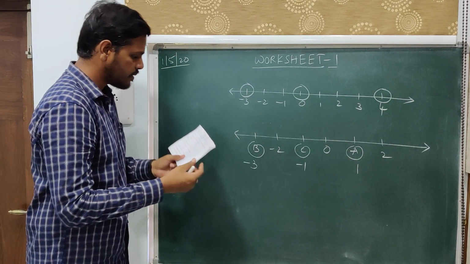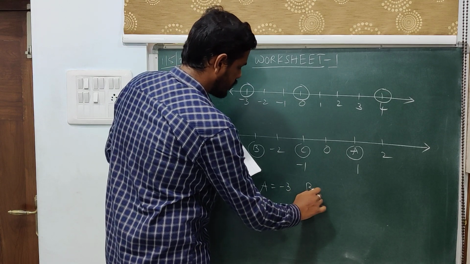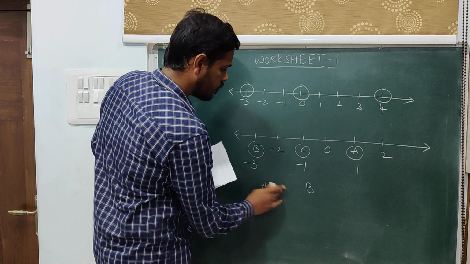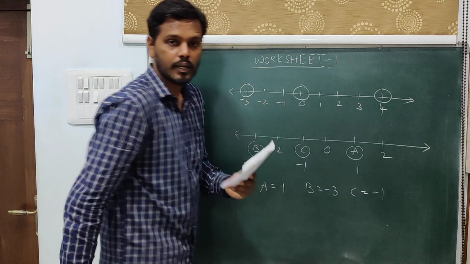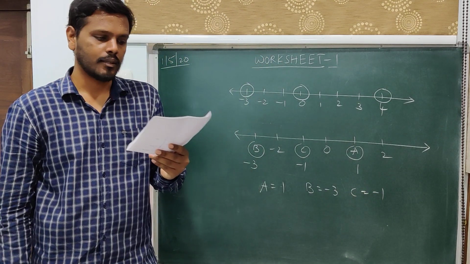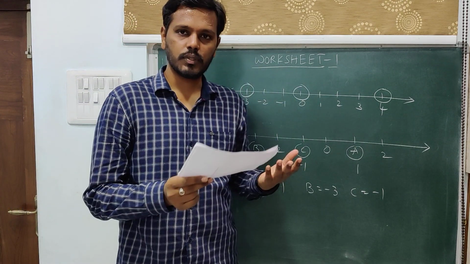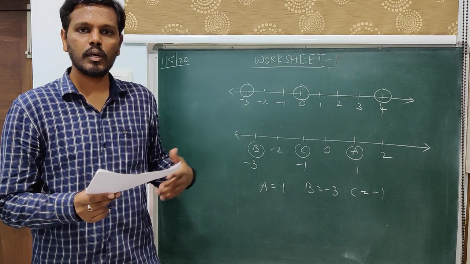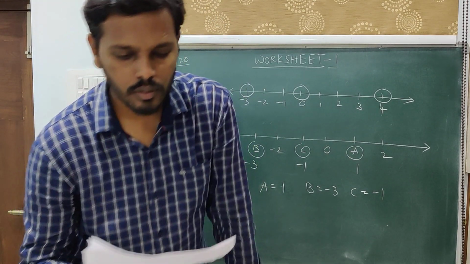So you will be writing the answer like A is equal to 1, B is equal to minus 3, and C is equal to minus 1. So that is the way you will be writing. So firstly you will draw the number line and you represent the numbers. Then that will be easier for you to identify what are A, B, C in that. Now look into the fifth one. This is also similar to the fourth one.